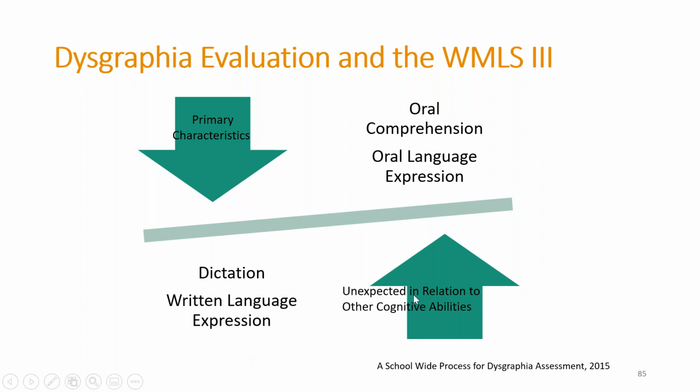And then when you're looking at unexpectedness in relation to other cognitive abilities, we can compare that student's performance in those primary characteristic areas with oral comprehension and oral language expression. That's the area you're going to compare to look at whether there is unexpectedness, that they're scoring lower than what we would expect based on the results of oral comprehension and oral language expression. This was something that was actually put together by Dr.